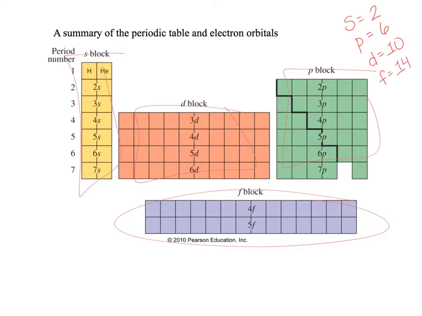Now take a look at this. How many columns are in the S block? 2. How many columns are in the P block? 6. How many columns, if we add them all, are in the D block? 10. And how many columns are down here in the F block, the short little stubby things, kind of like me? Well, if you added them all up, there's actually 14. How does this play into what I'm talking about?